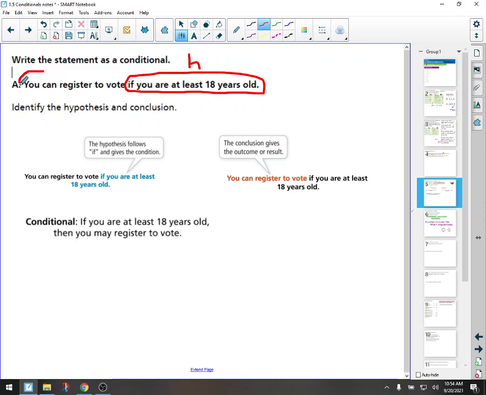And then you can register to vote. That would be our conclusion, right? So we would say, if you are at least 18 years old, then you may register to vote. So we're saying the same thing. We're just writing it in a special way called a conditional statement. We're setting up by showing the condition first, the hypothesis first, and then we show the conclusion.